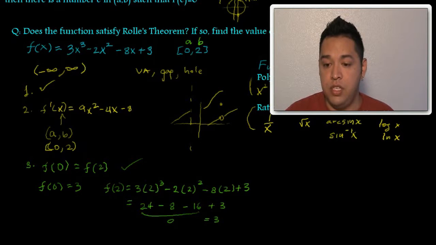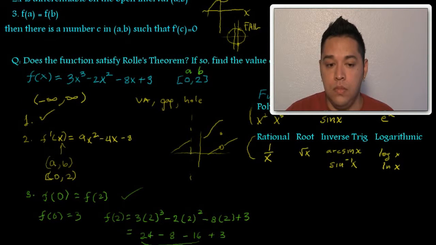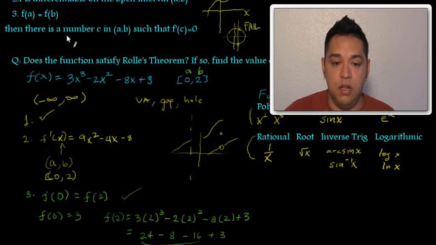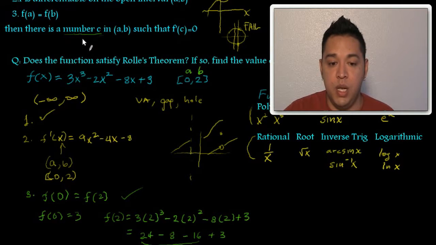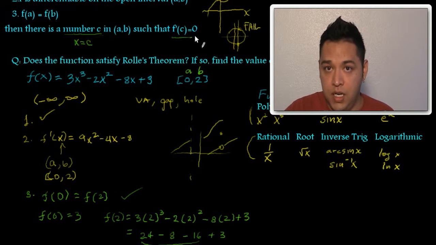So the value c is this value. And the important thing to note about this number c is that it's an x value. x is equal to c. We want to know what the x value is. And the other important thing to notice is that we need to take the derivative of the original function, which we already did, and set it equal to 0.